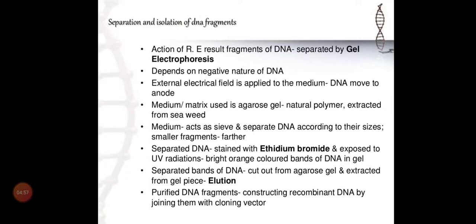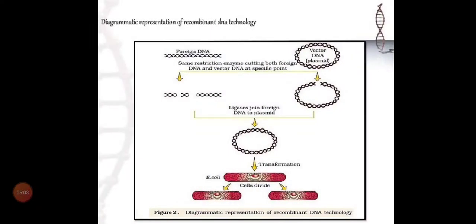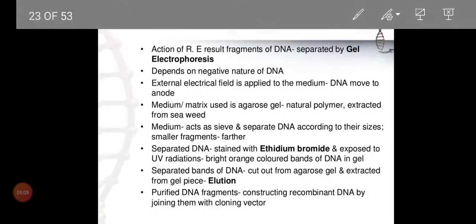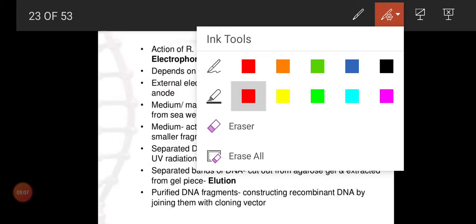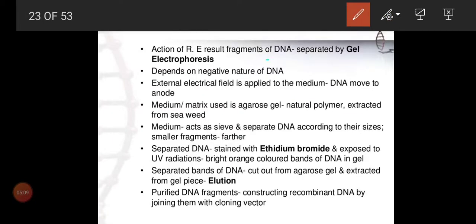Now look at the slide. Action of restriction endonuclease results in fragments of DNA. Now the fragments of DNA are ready. So we need to select the DNA fragments.